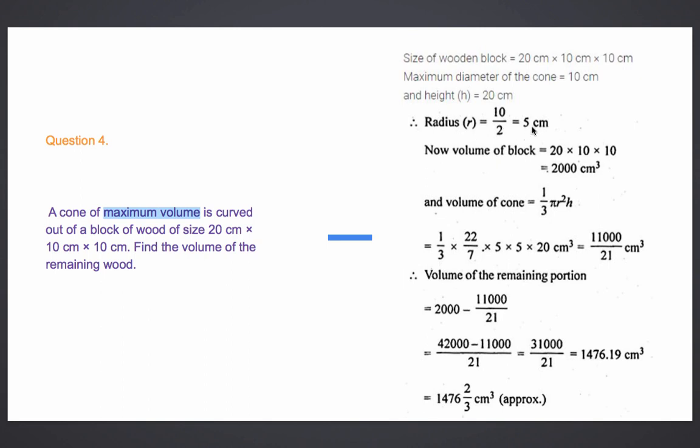Some disturbance is there, please stop it. Yes, now it's fine.